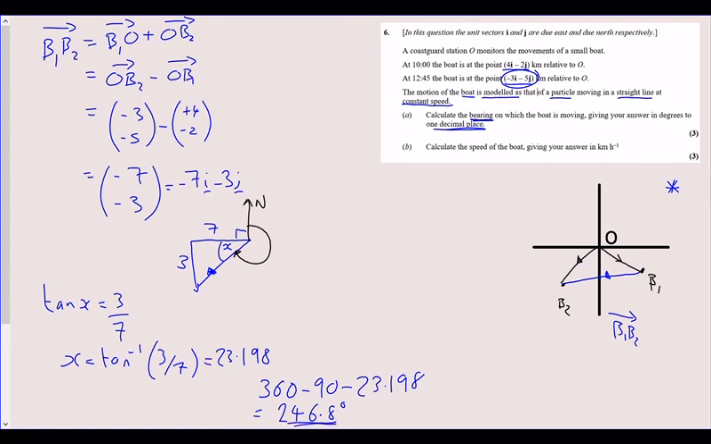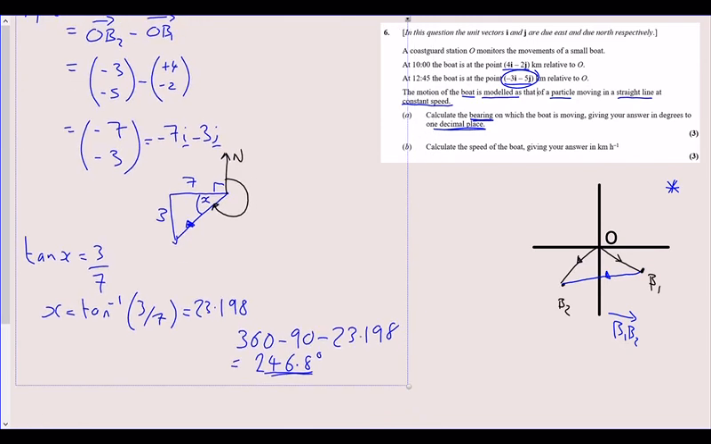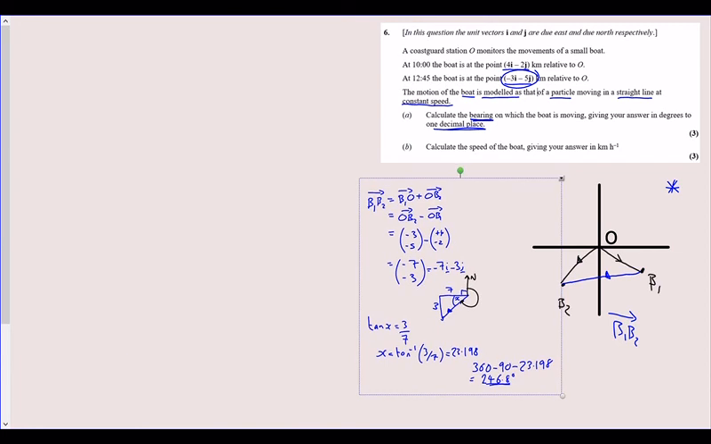So what's done? Let me collect those together, group them up, and then put them to one side for a moment. Let's put them down there. And let's focus on the next. It says calculate the speed of the boat, giving your answer in kilometers per hour. So the question has the position vectors in kilometers. I've been given a difference in time. So what's that? 2.75 hours.